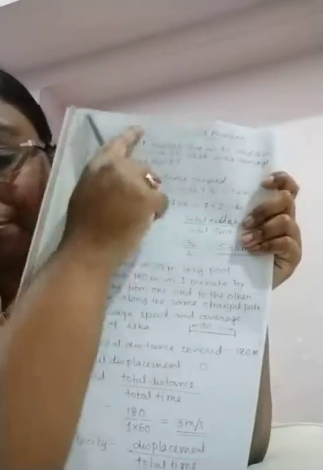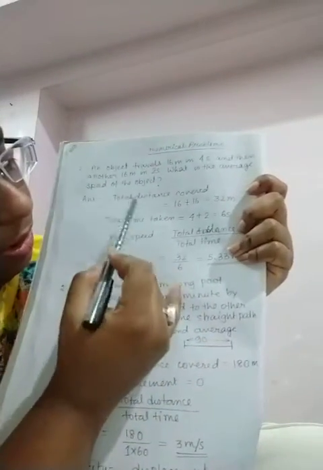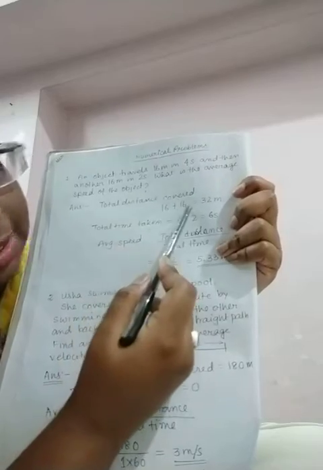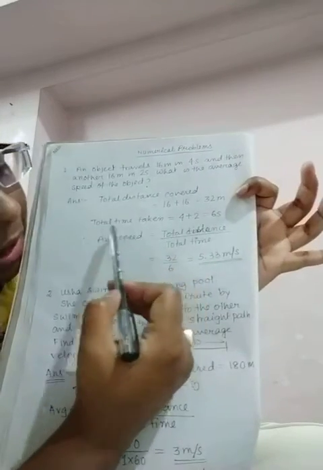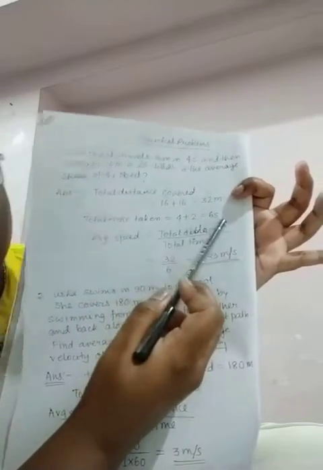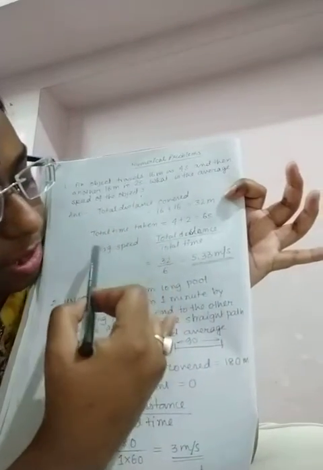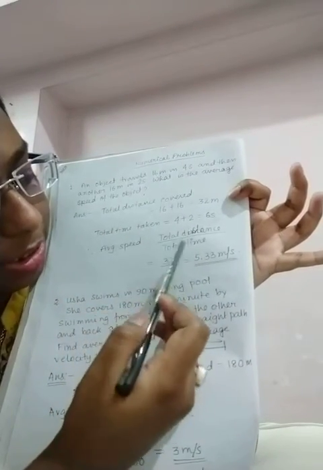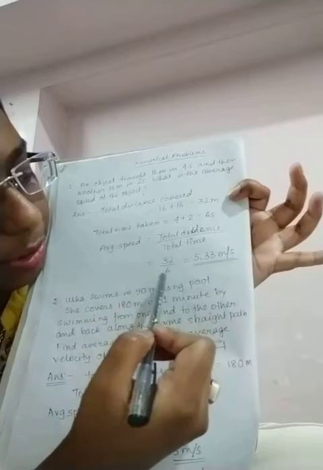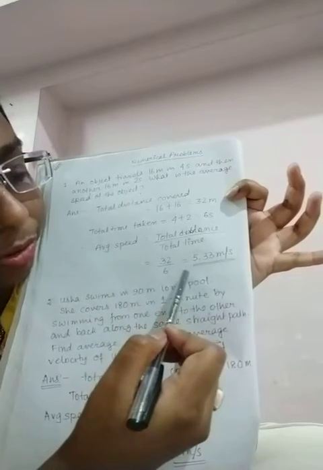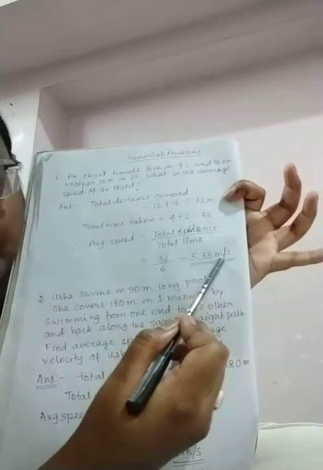So the average speed formula is total distance by total time. So the total distance covered is 16 plus 16, 32, and the total time taken is 4 plus 2, that is 6. And the average speed is total distance by total time, that is 32 by 6, which is coming to 5.33 meter per second.